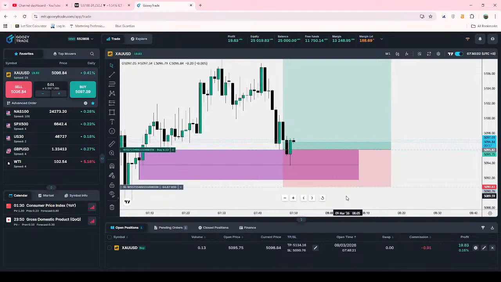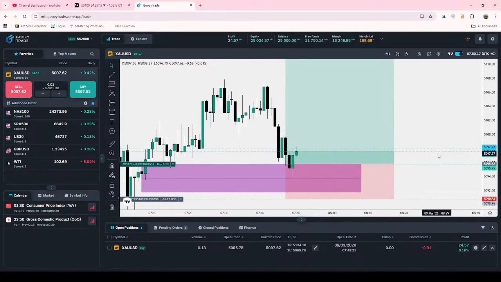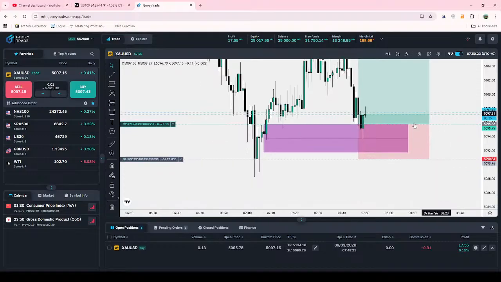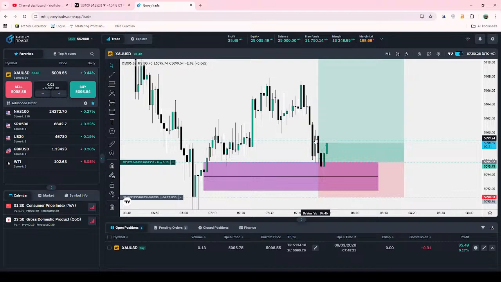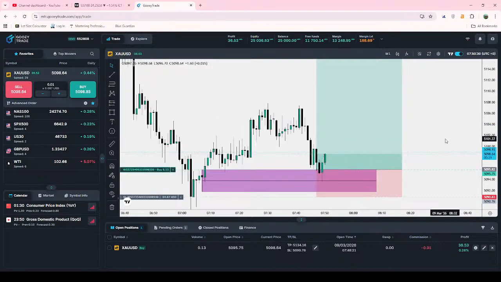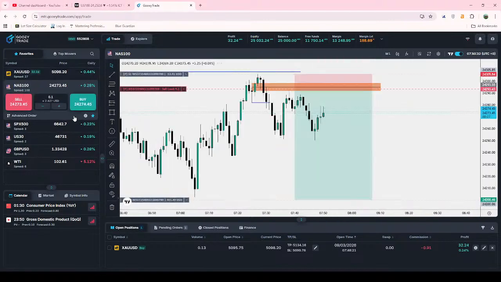This is bar-by-bar action, so the market can come down. The next candle can come down again and close here, which I don't want to see. I want to see an impulse move higher, because the selling below is already done. All these liquidities have been swiped. Let's look at NAS 100.